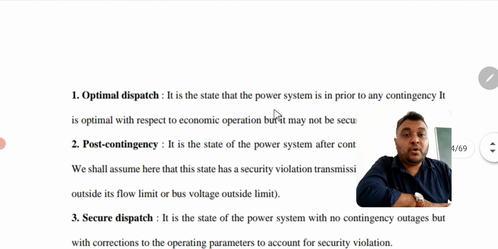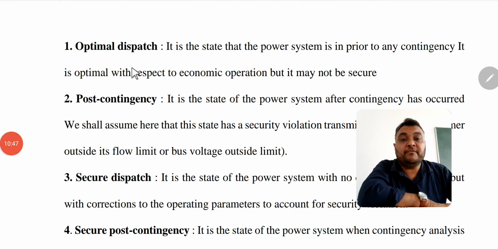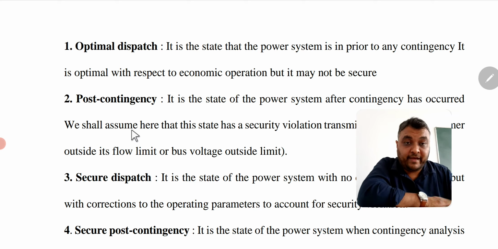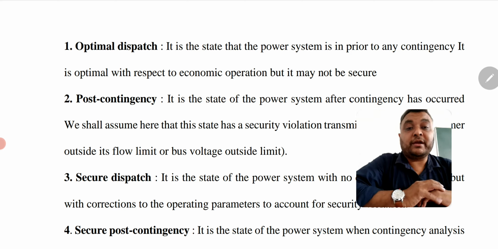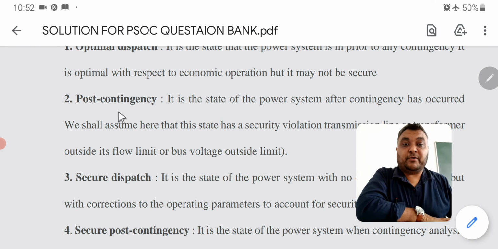Now if we look at the definition of the optimal dispatch, it is the state that the power system is in prior to any contingency, and it is optimal with respect to economic operation, but it may not be secure. We will also discuss this with the figure so you can understand it very well. First we will discuss the definitions of the optimal dispatch, the post contingency, then the secure dispatch and then the secure post contingency.